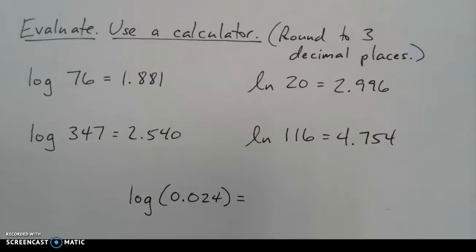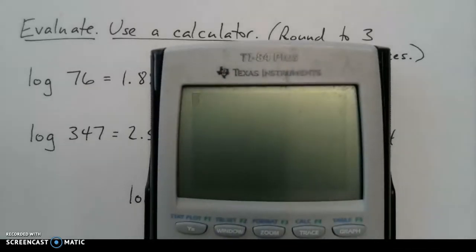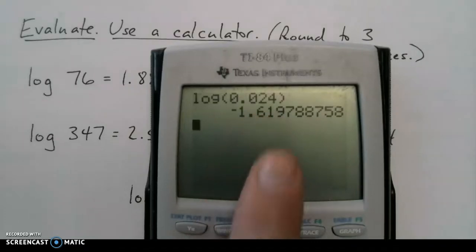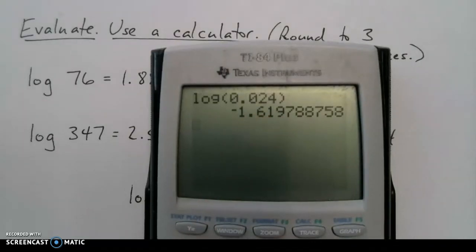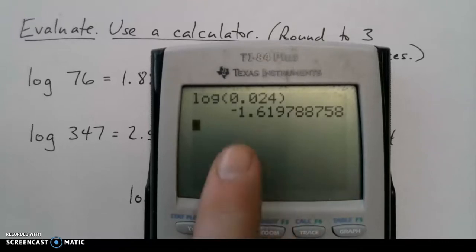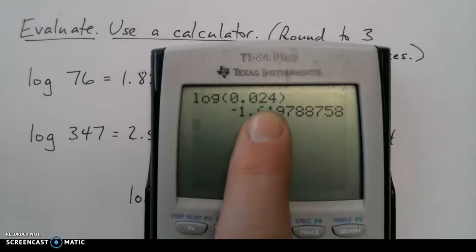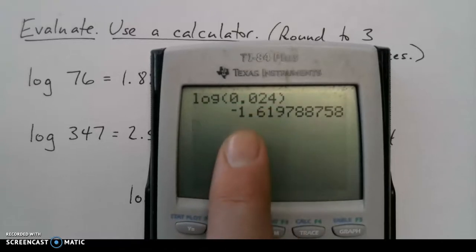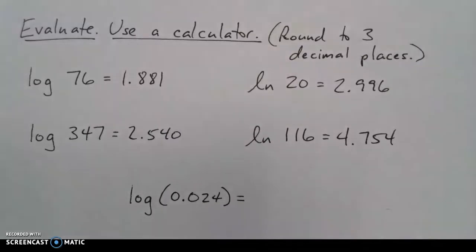Let's do one more. Let's do log. What power of 10 gives me 0.024? So log of 0.024 comes out negative. And the reason that it's negative is that to find a power of 10 that gives me a number less than 10, in fact, it's even less than 1, I'm going to have a negative exponent, negative 1.620.